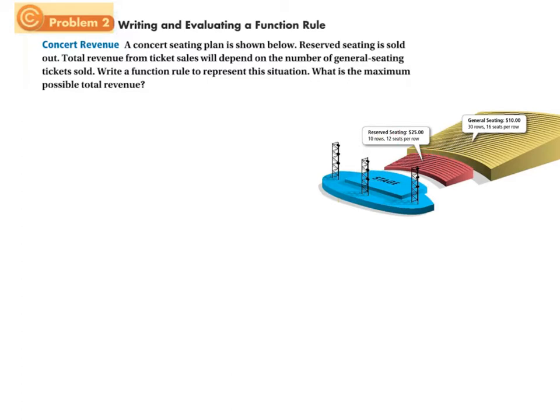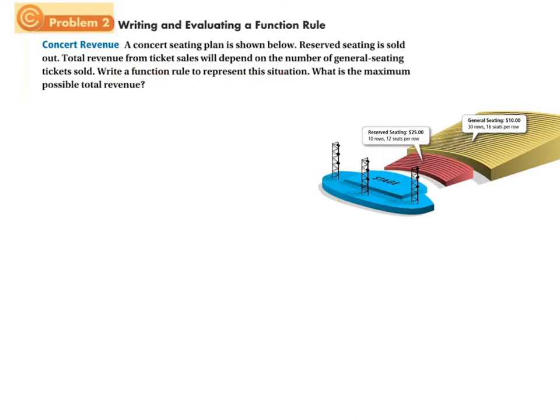There's 10 rows of 12, and each of those seats got $25. So that is going to be a set amount. We already know that that amount came in, and that's going to be added to the end to find out what the total amount of money we'll bring in is, okay?